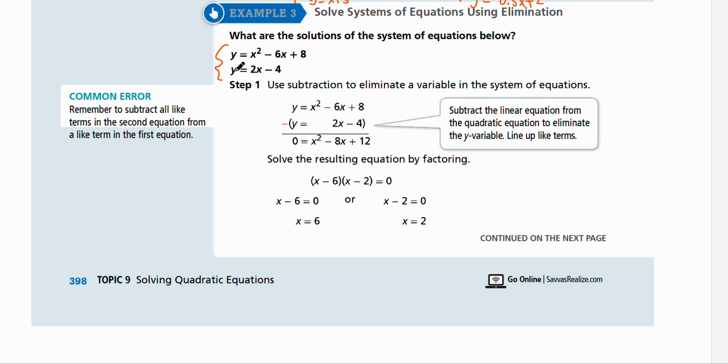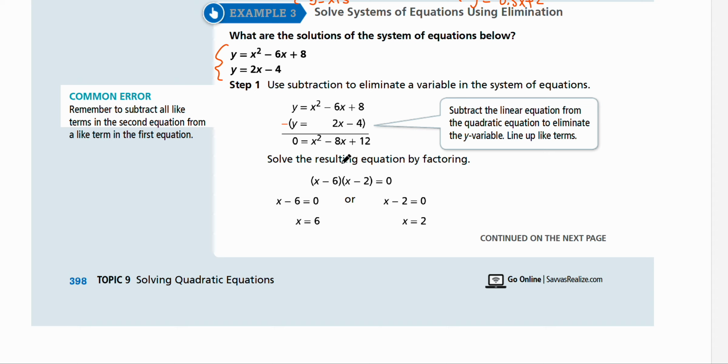So here, the y values could be eliminated, right? You subtract the second equation. Subtract y, subtract 2x, subtract -4, which is basically adding 4. So then we have x squared plus 0, which is x squared, -6x minus 2x, so -8x, 8 minus -4, so 8 plus 4, 12. And then we can solve this equation. Now we just have one equation to solve.